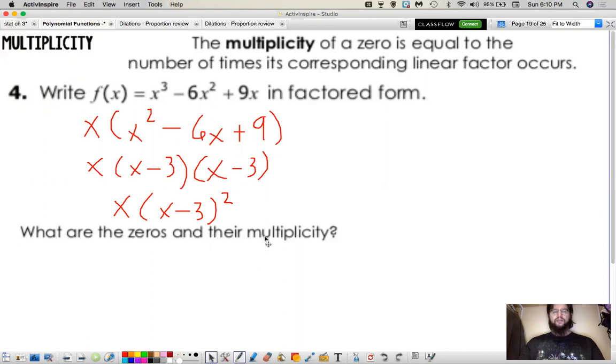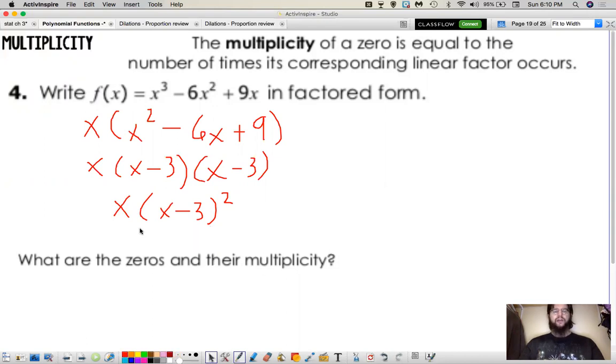So our zeros would be, obviously, what makes these things zero. So we remember to solve a function by factoring, we set each term equal to 0. We did that with the quadratics. Now we're going to do the exact same thing except with any polynomial function. So it's just extending what you already know. So what makes x equal 0? Well, 0. What makes x minus 3 zero? 3. 3 minus 3 is 0. So you need to find out what makes these 0. So our zeros are 0 and 3.